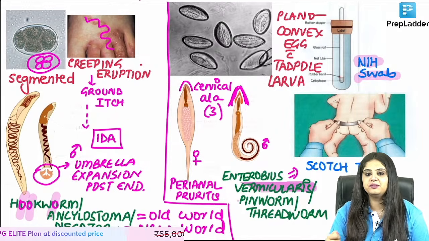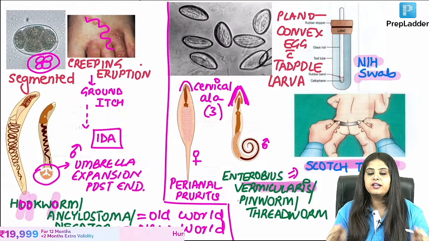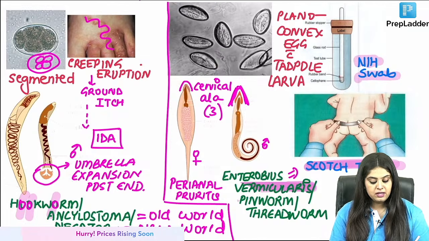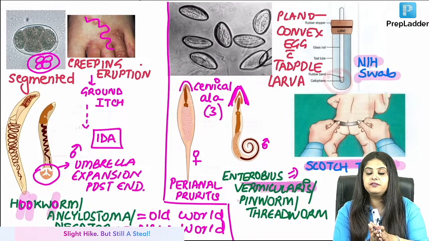A child will not let you take a swab. For a child, what will you do? For a child, we will stick a tape. Why are you taking a swab? Why are you sticking a tape? Scotch tape method. Because on the tape, all the eggs will end up getting stuck. On the swab, all the eggs will end up getting stuck.